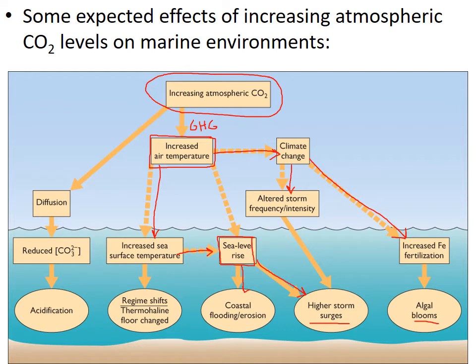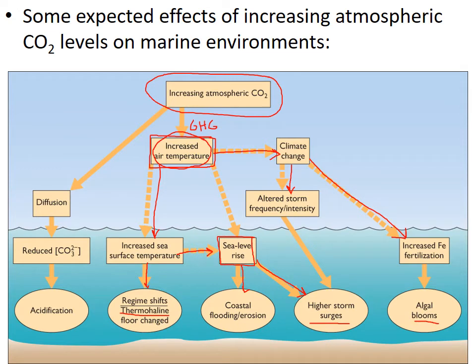The increase in sea surface temperature can change what types of life are able to live in what parts of the ocean, and it also changes the thermohaline circulation, which is the temperature and salinity driven circulation patterns of the ocean, which can have big ripple effects throughout ocean ecosystems. And so those are all of the changes that are ultimately related to the greenhouse gas effect on air temperature.